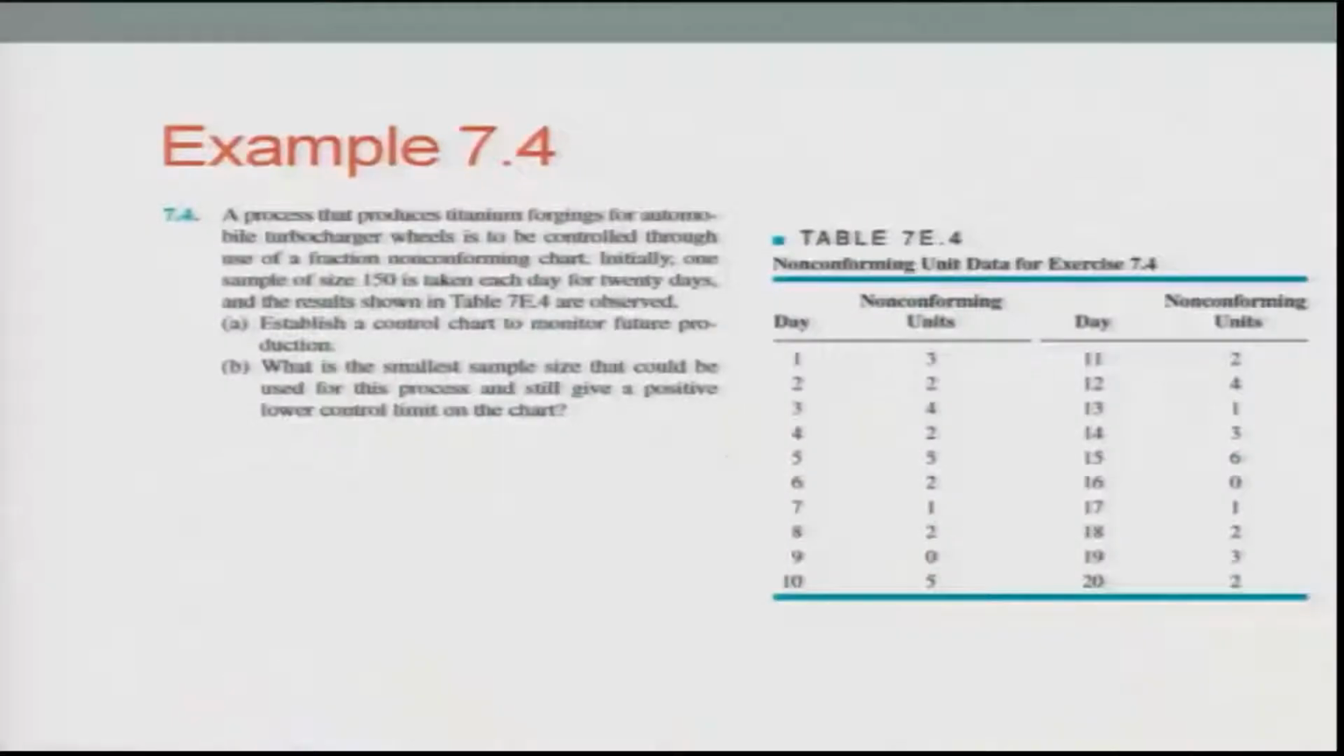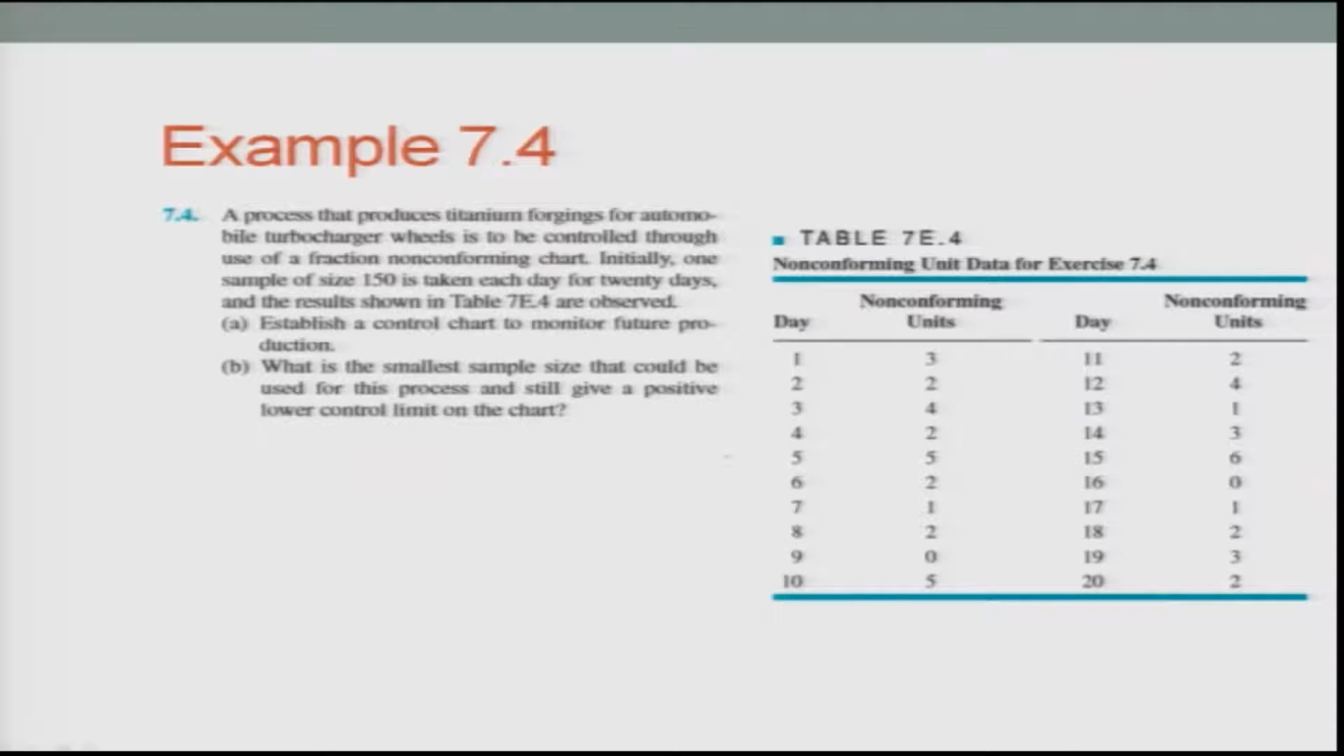So, here is a problem again from Montgomery. A process that produces titanium forgings for automobile turbocharger wheels is to be controlled through use of fraction non-conforming charts. Initially, one sample of size 150 is taken each day for 20 days. So, each day you continue taking it for 20 days, and the results are shown in the table. Here you have day 1, non-conforming units is 3, then day 2 the non-conforming units is 2, day 3 is 4, and so on till the last 2 days, which is the 19th, non-conforming number is 3, and day 20 non-conforming is 2.